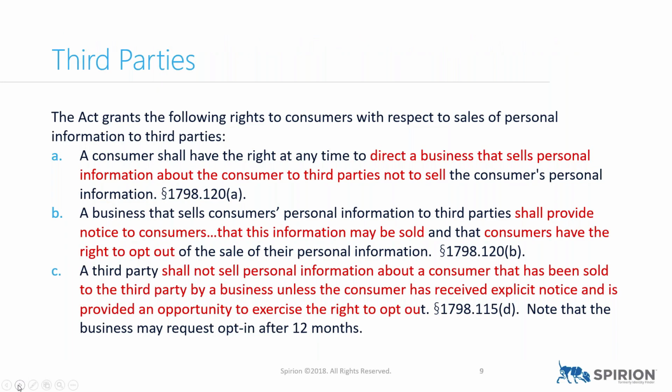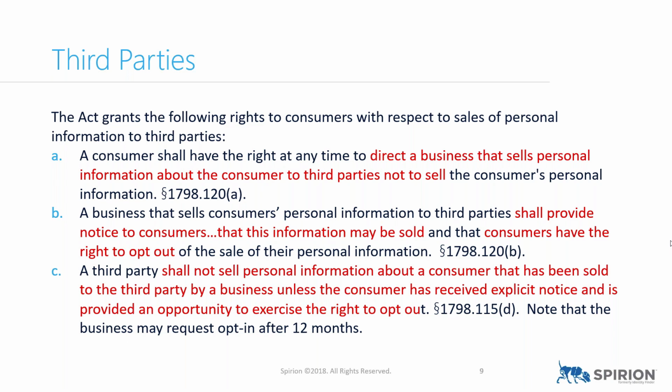Okay, so this is about third parties, and I wanted to call this out separately because you guys need to know it. There are three different rights you have versus third parties as a consumer, or three different responsibilities as a business. As a consumer, you have the right to tell the business, don't sell your information to third parties, which seems redundant, but this is part of the law. CCPA says you can tell a business, don't sell my personal information. Then the business that actually sells the personal information has to provide notice that the information may be sold, and the consumers have a right to opt out.